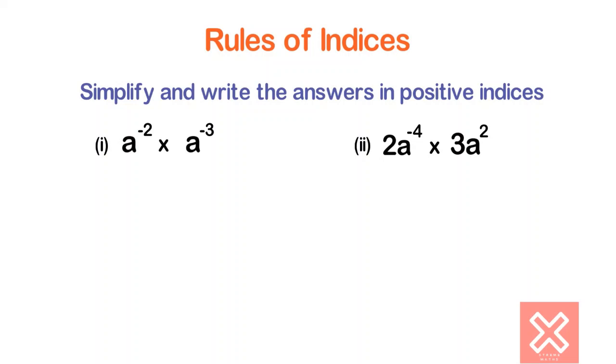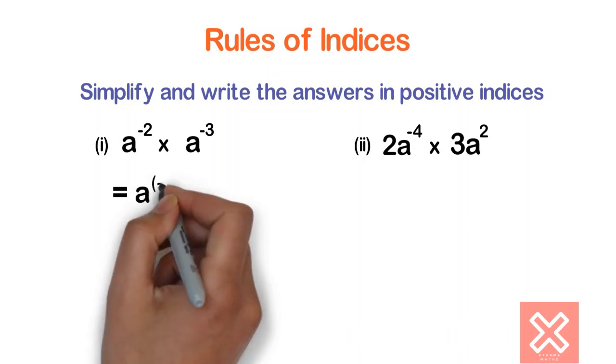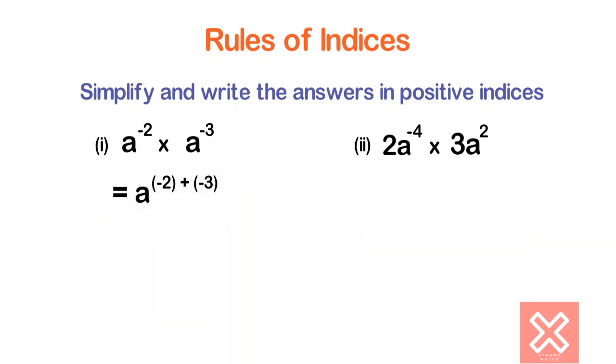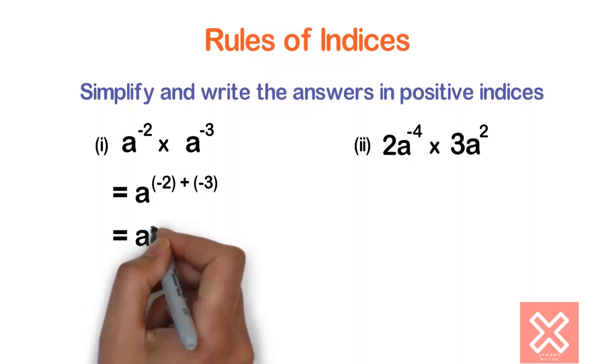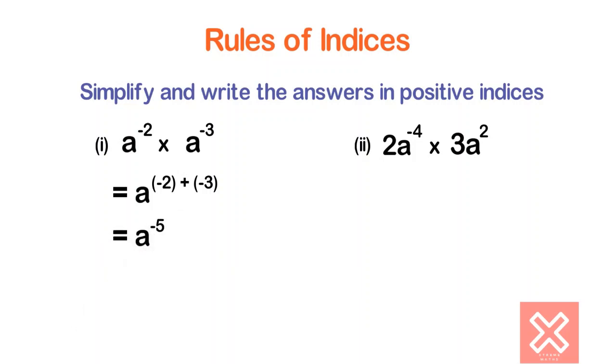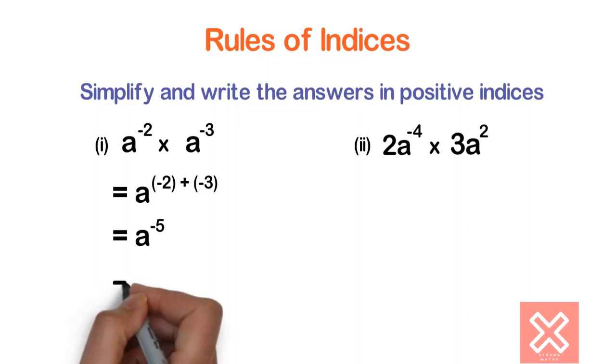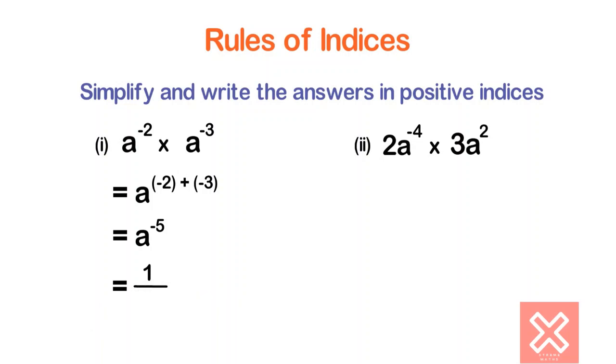Simplify and write the answers in positive indices. A is the base here. In between there is multiplication with the same bases, so we can add the indices: minus 2 plus minus 3. Then we can write the answer a to the power minus 5. Let's write it with positive indices, so you have to take it below the line. Write a to the power minus 5 as the denominator. Then it is 1 over a to the power 5.